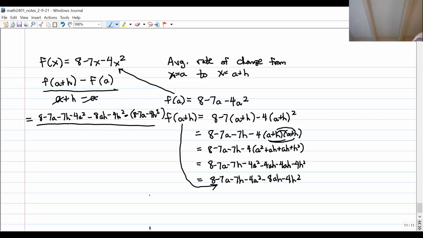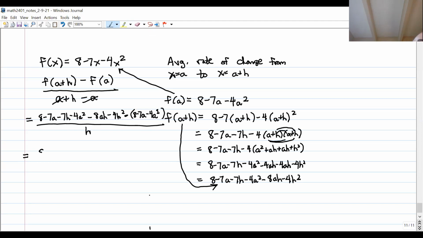And now in parentheses, put this 8 minus 7a minus 4a squared over h. And remember, all of that was divided. Isn't it 4a squared? Yeah, it's minus 4a squared, right? So those are the sorts of algebra moves you can make, right? So be careful of things like that, all right?